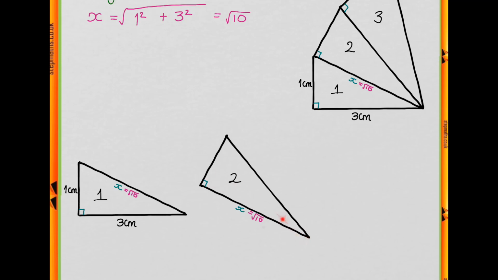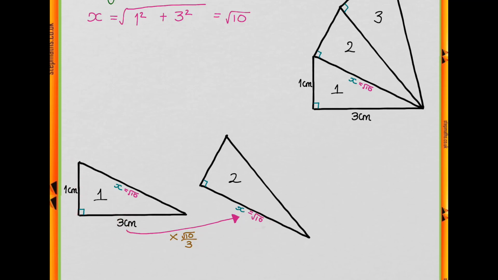However, this is the base of triangle 2. So we want to get from this base to this base, so we need to think about how we can do that. We need to multiply the 3 by something to get to the root 10. So to do that, we need to multiply by root 10 over 3, because dividing by 3 will just give us 1, and multiplying by root 10 will give us this.